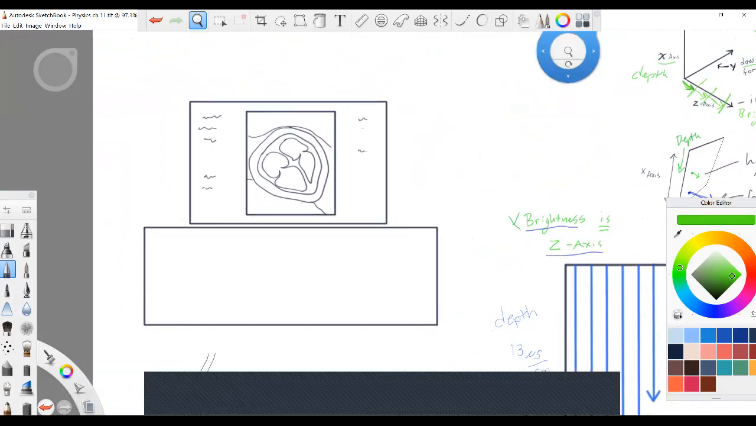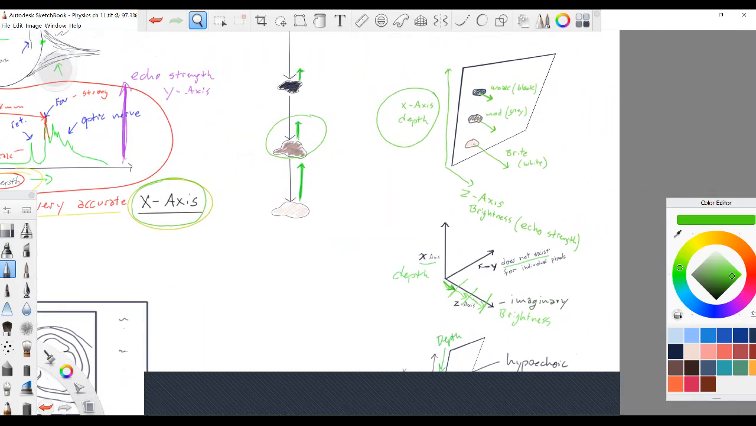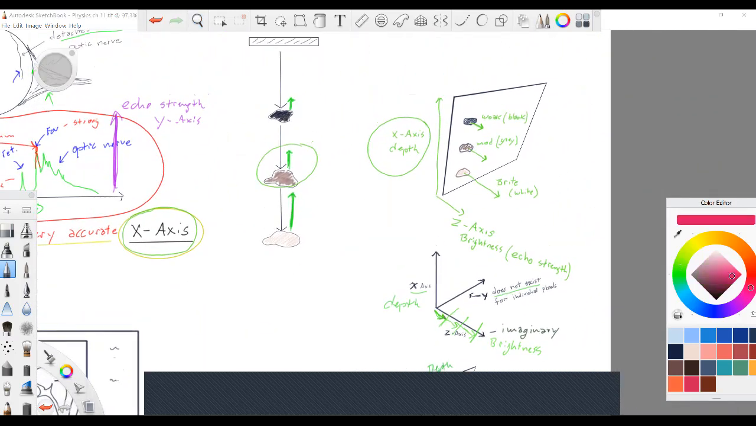If you guys continue to have problems with this, by all means, let me know. So that was B mode, right? Yeah, brightness mode. In fact, let's just write that down. So the stronger the amplitude of the reflection, the brighter it'll be for us.